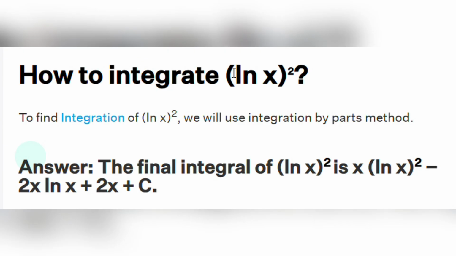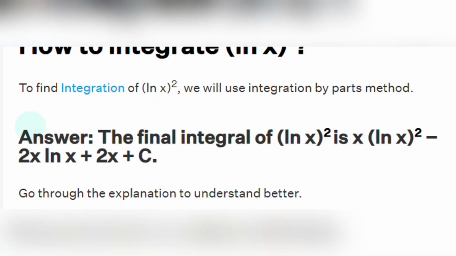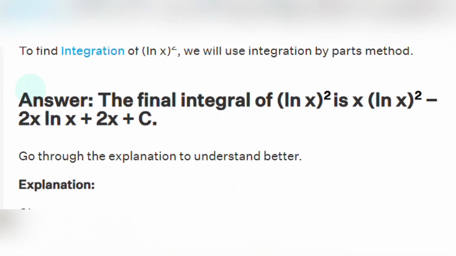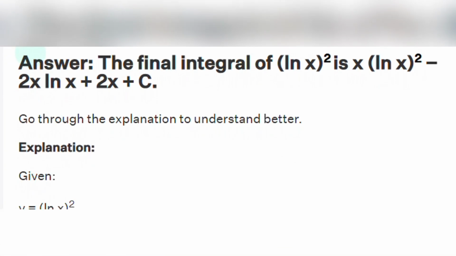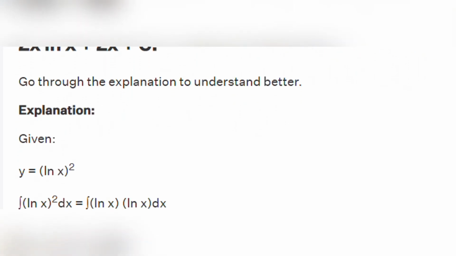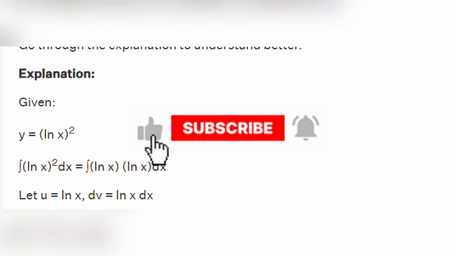To solve the remaining integral, the integral of 1 dx is just x, so the result is x times log x minus x plus a constant of integration, and the final answer is x log x minus x plus c.